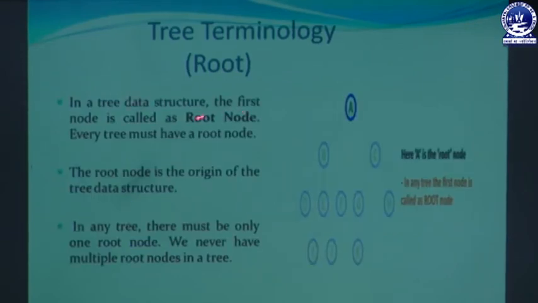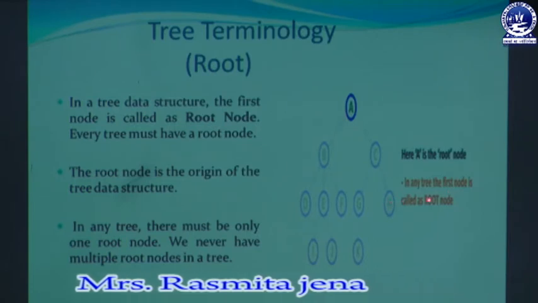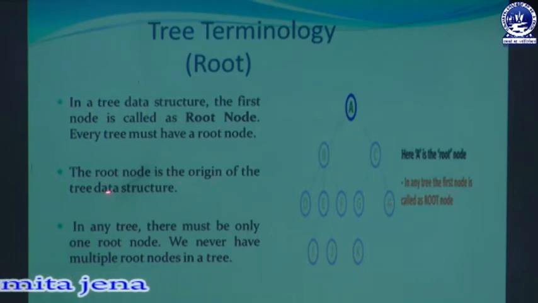In a tree data structure the first node is called the root node, and every tree must have a root node. So in this tree, node A is the root node. Any tree's first node is called the root node. The root node is the origin of the tree data structure, and in any tree there must be only one root node. That means any tree we create must have a root node, and we never have multiple root nodes in a tree. That means a tree can contain a maximum of one root node.